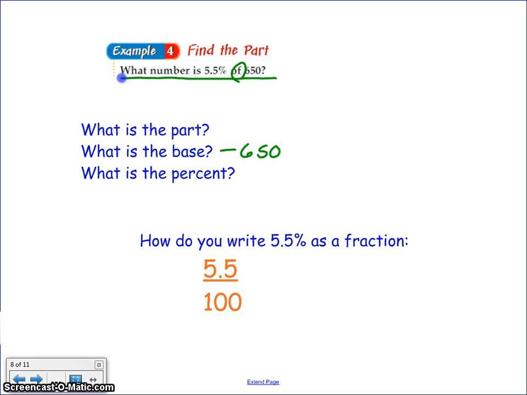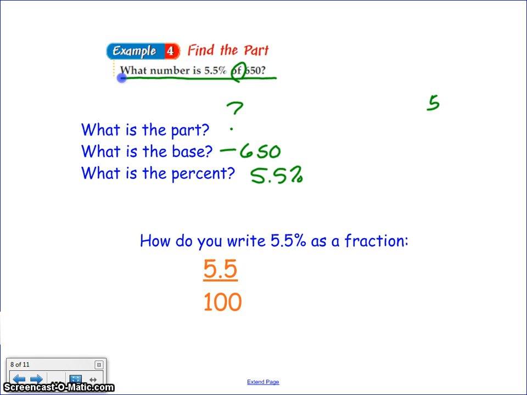And what is the percent? We do know that. It's 5.5%. How do you write 5.5% as a fraction? 5.5 over 100. And what don't we know? We don't know our part. That's what we don't know. So now, let's see if we can solve this.